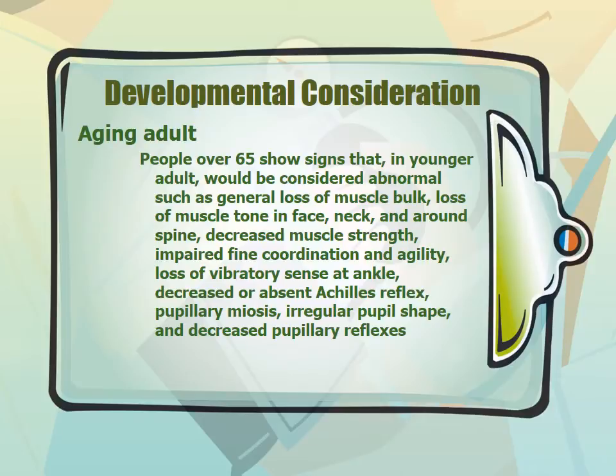They're having impaired fine coordination, so having difficulty holding a pen or writing with it, holding utensils, those kind of things. Even the agility and the loss of vibratory sense at the ankle, or even an absent Achilles reflex. This is all normal in someone that is actually over the age of 65. Pupillary miosis, irregular pupil shape, and decreased pupillary reflexes are also included in being fairly normal for an older adult.